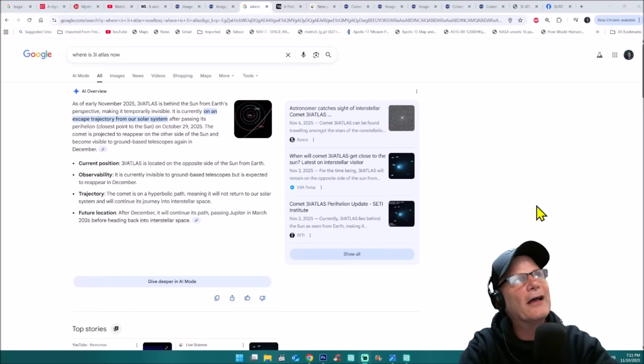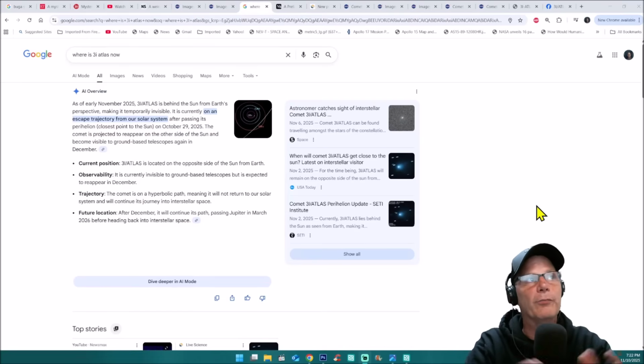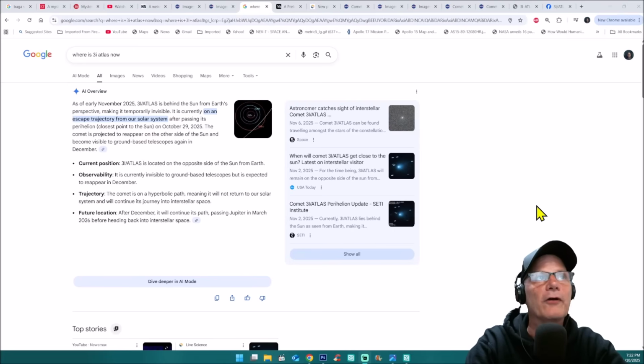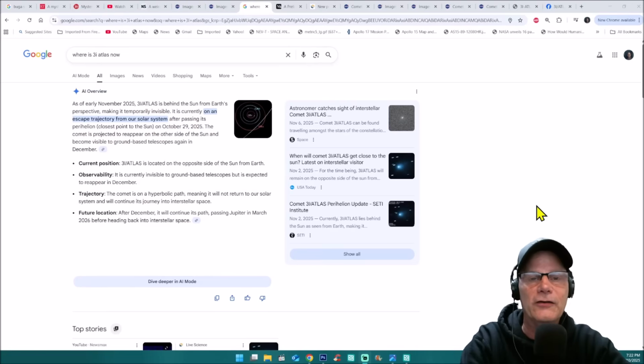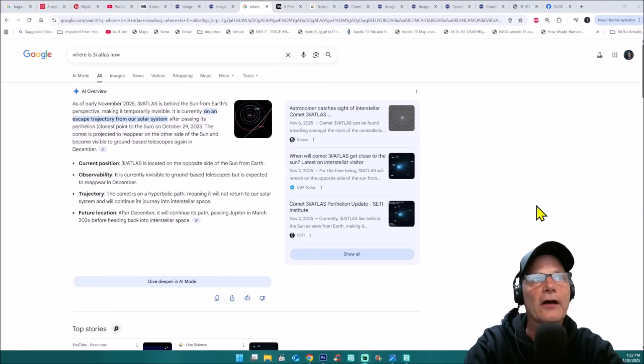So where is 3I Atlas now? As of early November 2025, 3I Atlas is behind the sun from Earth's perspective, making it temporarily invisible. It is currently on an escape trajectory from our solar system after passing perihelion, its closest point to the sun. On October 29, 2025, the comet was projected to appear on the other side of the sun and become visible to ground-based telescopes again in December. Current position: 3I Atlas is located on the opposite side of the sun from Earth. Observability: it is currently invisible to ground-based telescopes, but expected to appear in December.